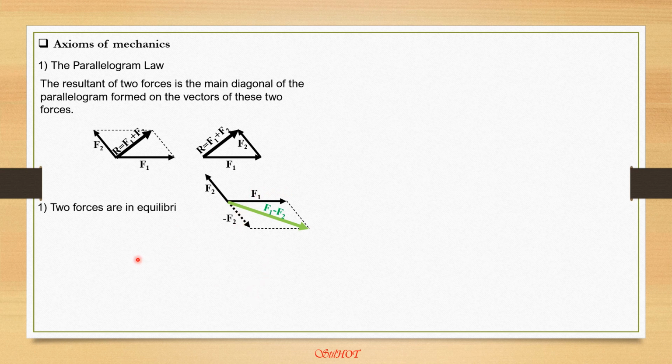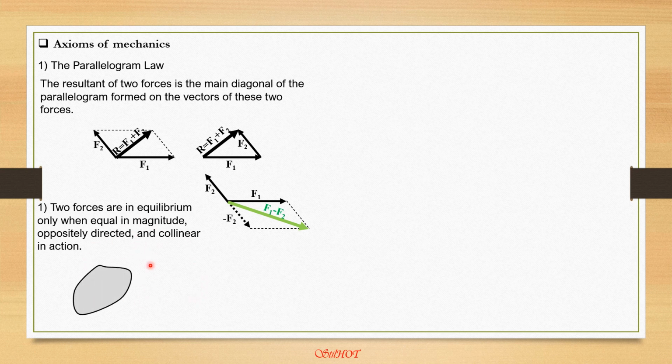The next axiom is: two forces are in equilibrium when equal in magnitude, oppositely directed, and collinear in action. So take note that there are three conditions for two forces to be in equilibrium. They must be equal in magnitude, oppositely directed, and the third, they must be collinear in action. Or else, if they are not collinear in action, that constitutes a couple and the body will rotate.